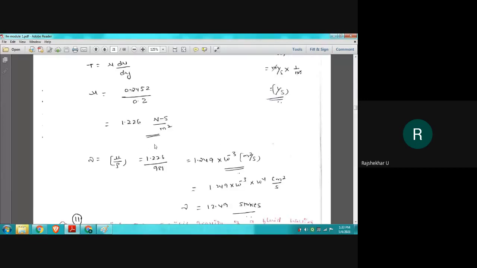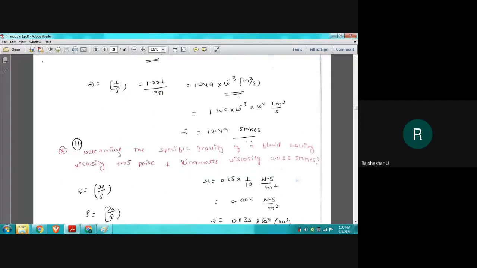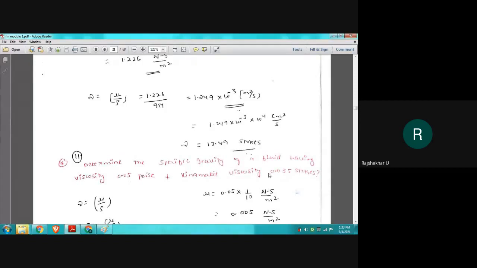Just check if the answers are matching. I hope the answers are matching. Yes, sir. Yes, the answer is 12.49. Okay, perfect. So just note down this problem. Note down the problem.